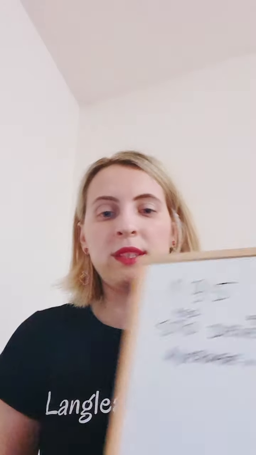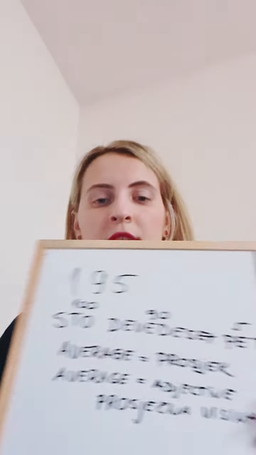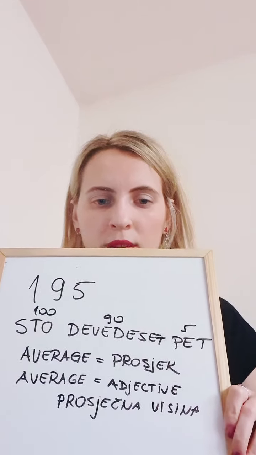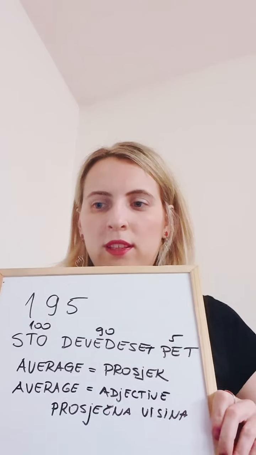And average is prosjek. But if you want to say average as an adjective, you say prosječna. So if you want to say average height, it is prosječna visina. So you can say prosječna visina in my country, u mojoj državi je something. Okay? So prosječna visina is average height.